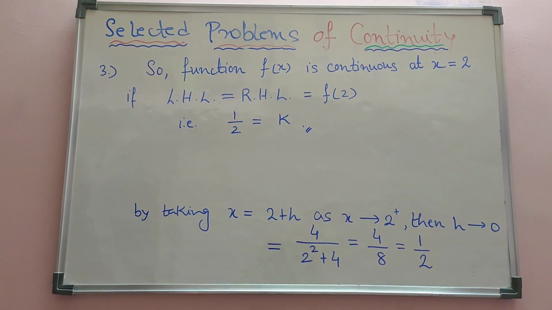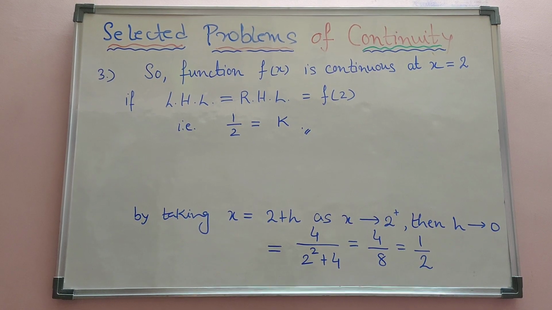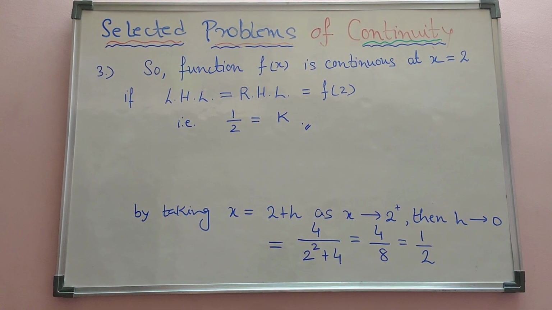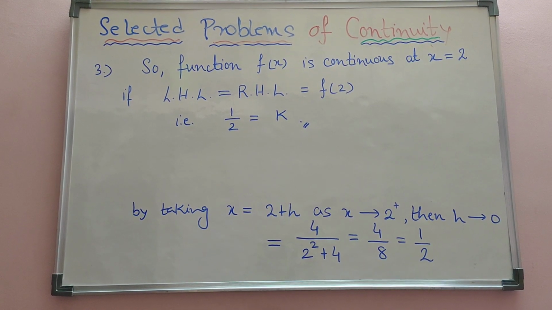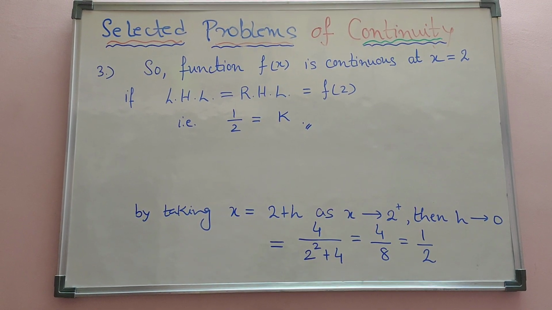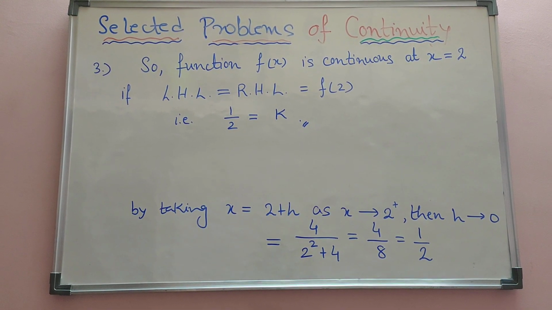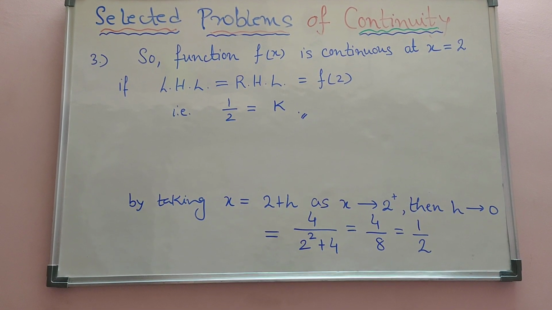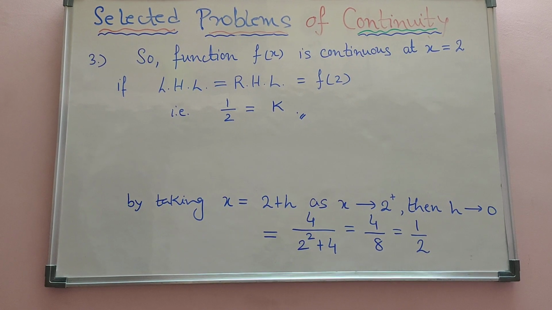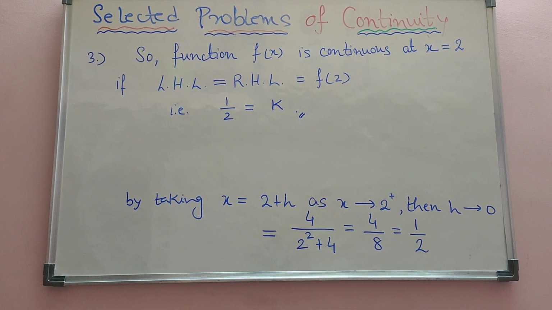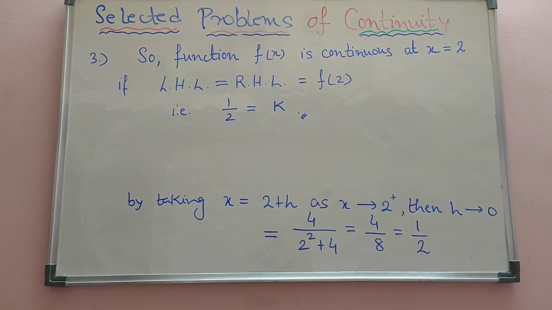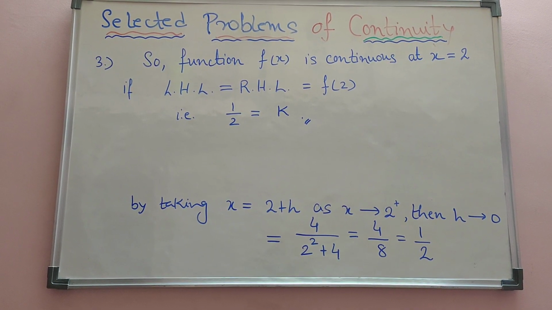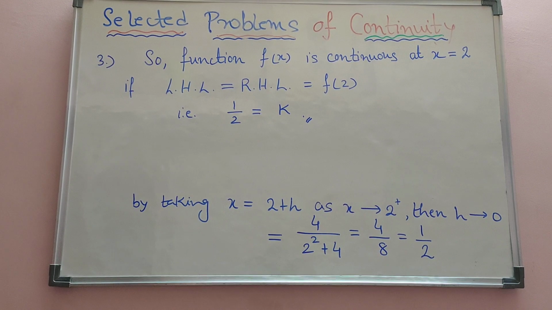Now, as we know that f of x is continuous at x equal to 2, when it is continuous, the left hand limit equals the right hand limit equals f of x at the given point, meaning f of 2. The right hand limit and left hand limit both we got as 1 by 2. So f of 2, as given in the problem, is equal to k. So k becomes 1 by 2. The value of k, 1 by 2, is your final answer.